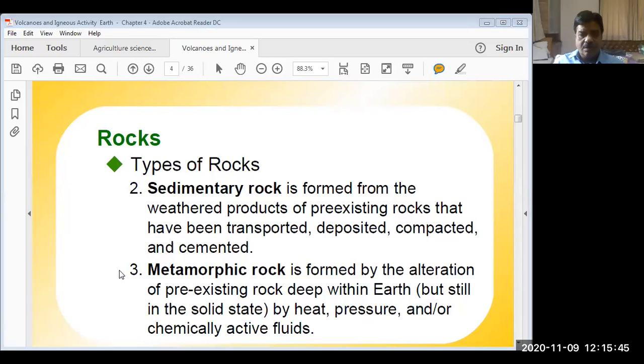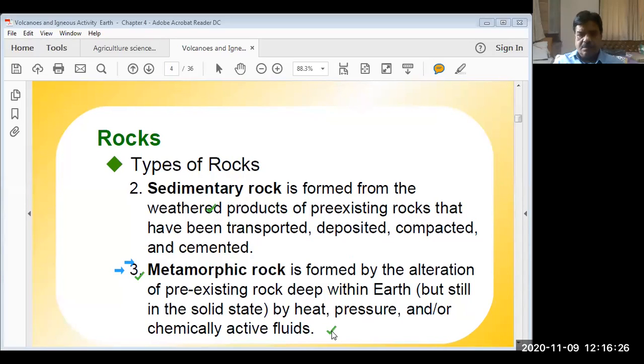See this metamorphic rock. It is formed by alteration of pre-existing rock deep within the earth, but still in the solid state, by heat, pressure, chemical activity, active fluids. Igneous rock and sedimentary rock become metamorphic rock. These kinds of rocks are made. Now here, see, so this is a metamorphic rock. So these are the three kinds of rocks.